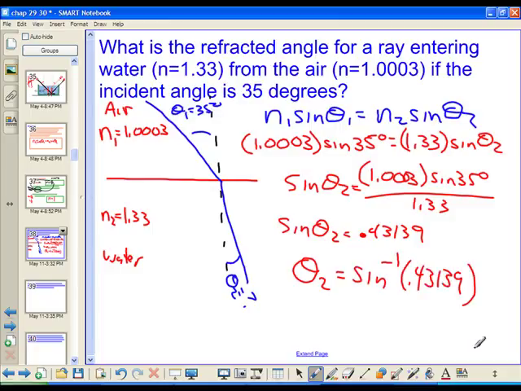Okay? Now we need to take the arc sine. In your calculators, if you find the sine key, right above it is usually written sine to the minus first. That's the arc sine. That's how you get this number back into degrees or radians, depending on which we are. We're working in degrees. So I hit the second key, then 0.43139, and I get theta 2 equal to 25.6 degrees.